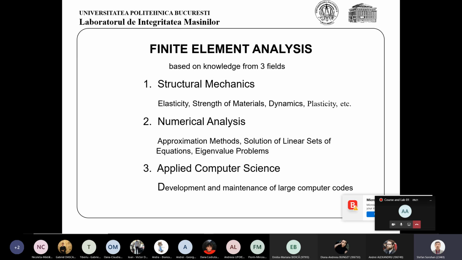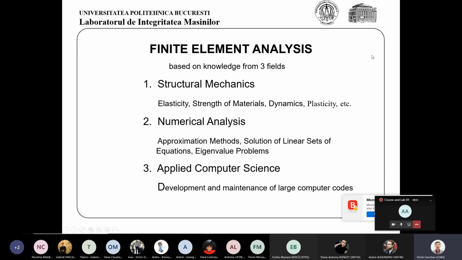I don't know exactly if you have more courses, so dynamics, plasticity, etc. Also some knowledge about numerical analysis. That means approximation methods, solution of linear sets of equations, eigenvalue problems, and so on. And of course, applied computer science, which means development and maintenance of a large computer code.